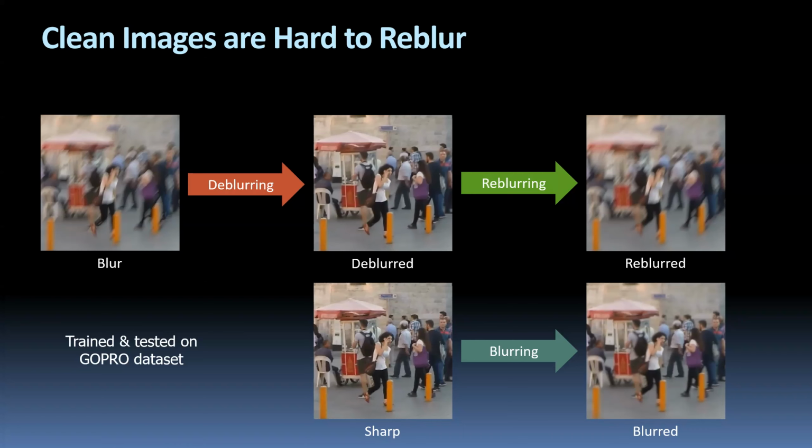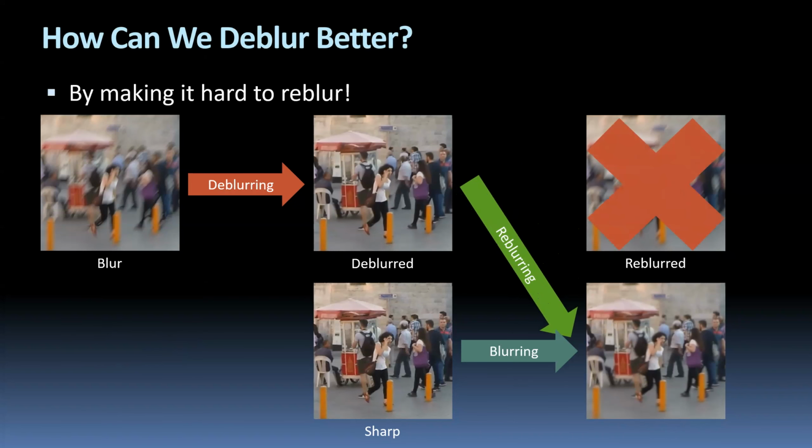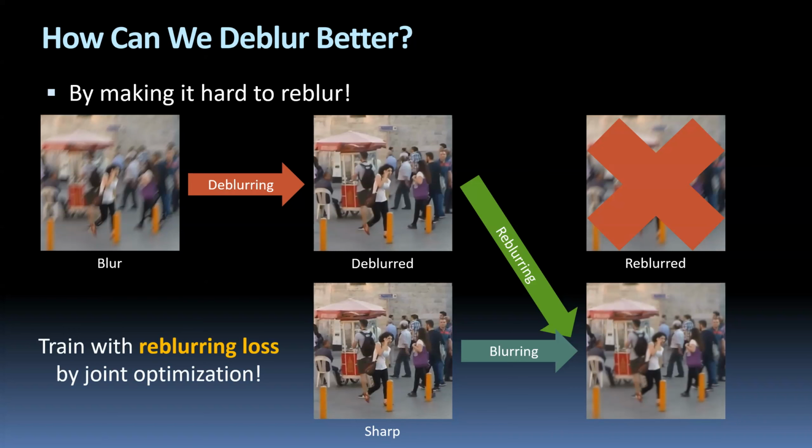By noticing the difference between the deblurred and the sharp images, how can we better deblur images? We can do so by making our deblurred images hard to reblur. We propose to train our models with new reblurring laws in our joint optimization process.